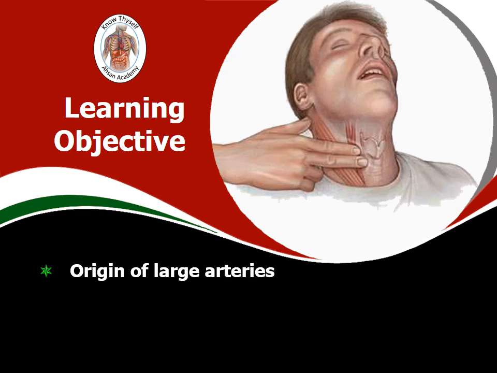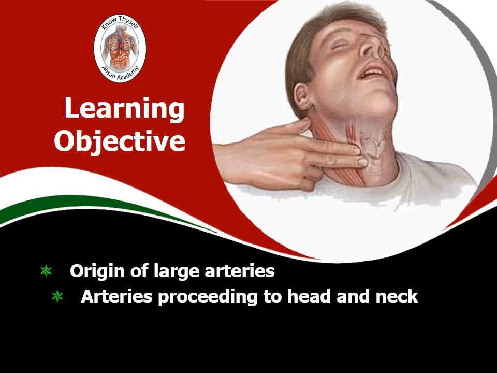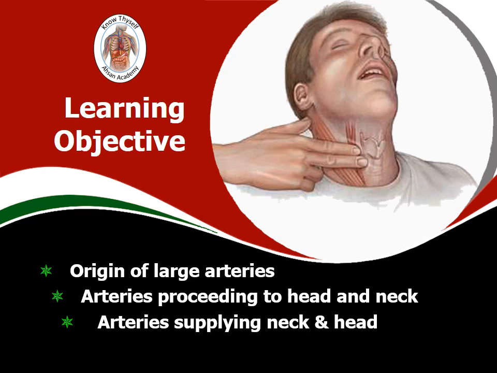Let us face the objective. We'll discuss here the origin of the large arteries from the heart, the arteries proceeding to the head and neck region, and the artery supply of the neck and the outer structures of the head, not the brain, and the artery proceeding to the vein. Only the name will be mentioned.